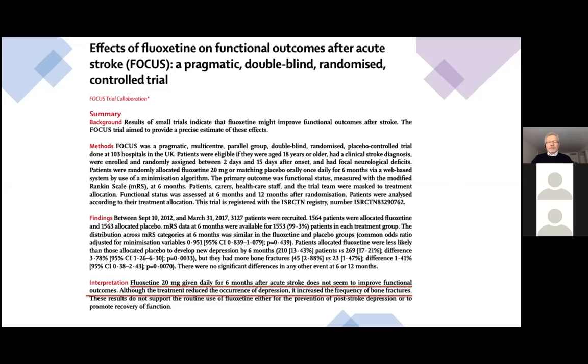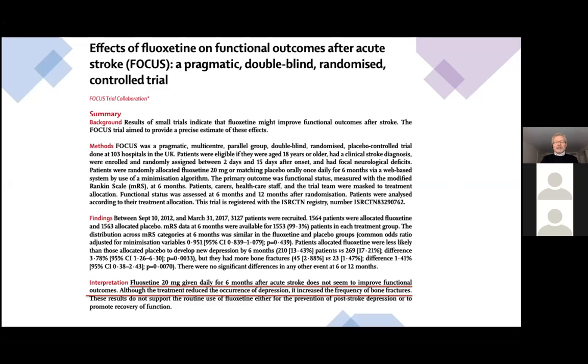What can we do about it? Well, one of the things that was looked at was the FLAME study and a more recent publication, the FOCUS study. It was hoped that an antidepressant like fluoxetine was going to improve recovery after stroke. So this was a randomized trial looking at using fluoxetine to improve overall recovery after stroke. The study did not show that it did that. So giving everybody fluoxetine did not make them recover better after stroke.